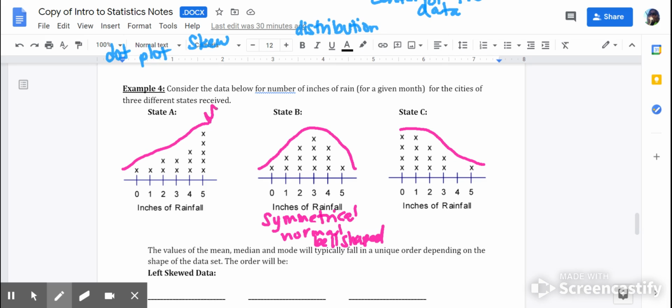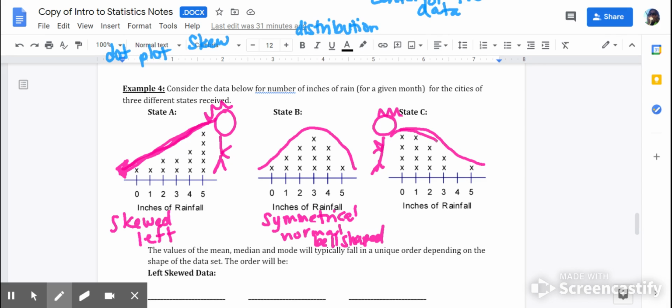Now I like to draw a little Godzilla for each of these and think about his tail. In this direction, you ask yourself, what direction is the tail pointing? And it's pointing to the left, so we call this data skewed left. And then we're going to make our little monster Godzilla here. We think about which direction his tail is pointing. That is to the right, so we consider this skewed right.